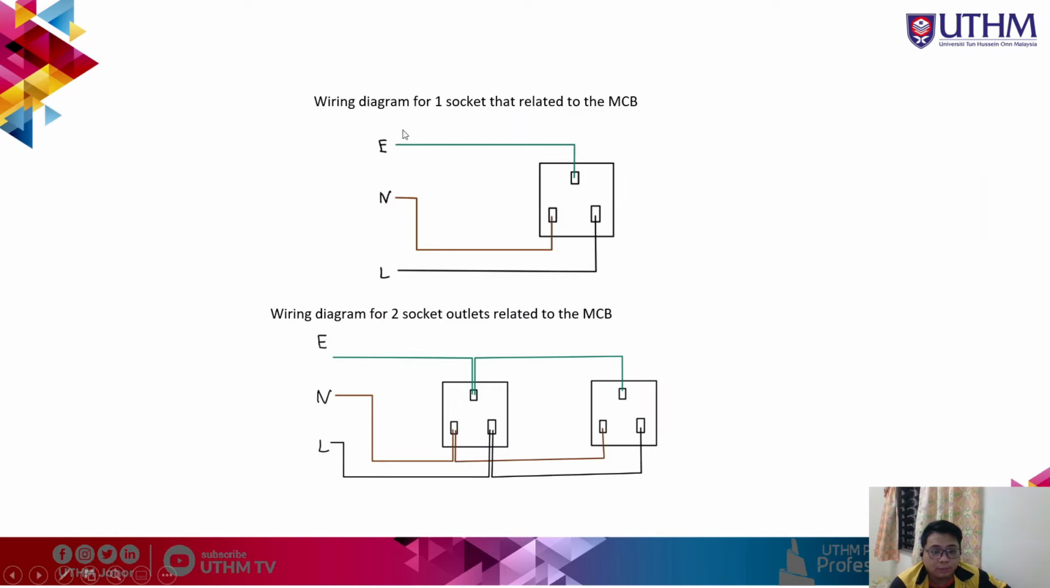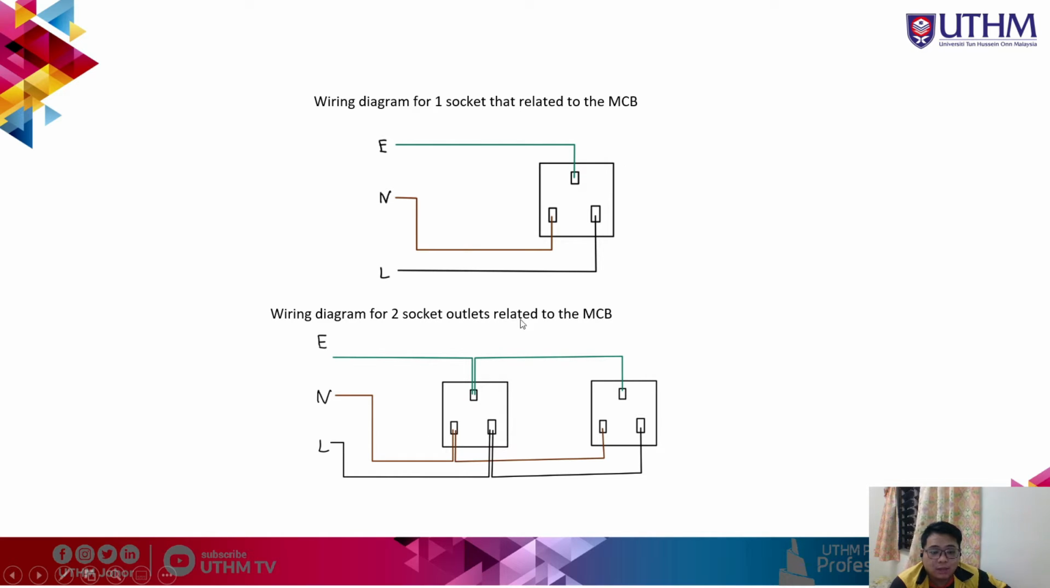Okay. Next is the wiring diagram for one socket that is related to the MCB. This one is the socket, and the 3 holes of the socket are connected to the earth wire, neutral wire, and lastly the line wire. And these 3 wires come from our MCB that controls the socket.